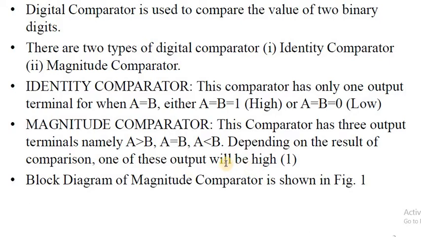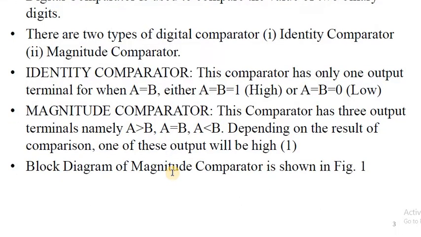What is the meaning of this? When 0 is equal to 0, then the others are 0, but this one is high. If 1 is greater than 0, in such a case, this one is high and the others are 0. If 0 is less than 1, then this one is high and the others are 0.